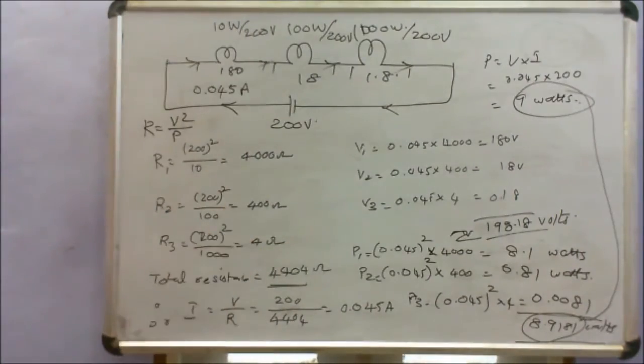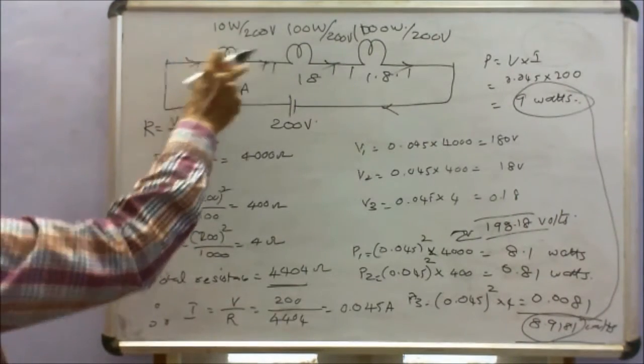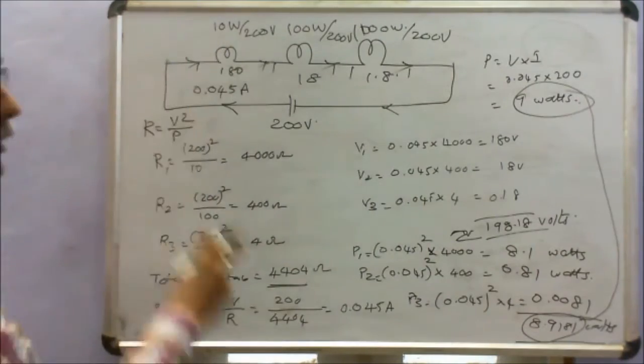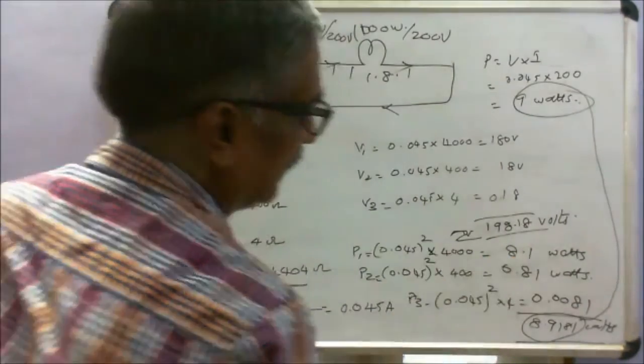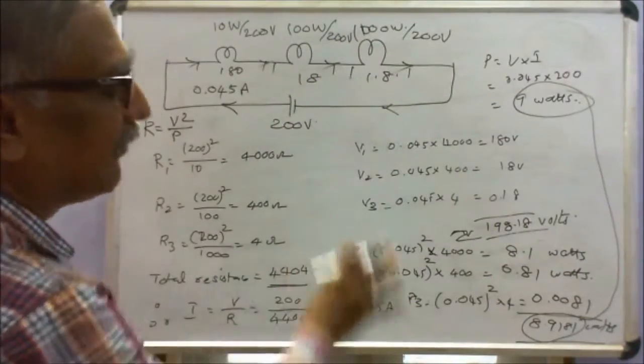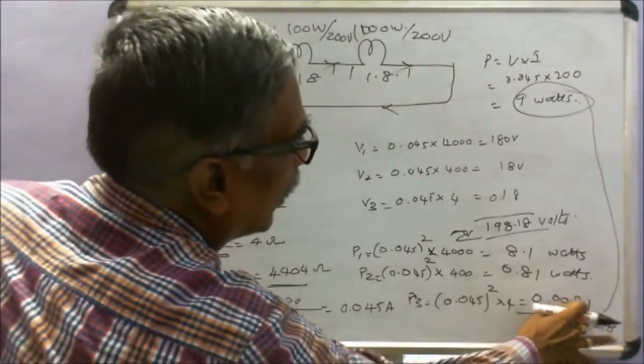So it's very clear the 10 watts bulb glows brightly because its wattage is 10, but we will get a maximum of 8.1 watts. But in the case of the 1000 watts bulb, it will be very dim because its power is 0.0081 watts.